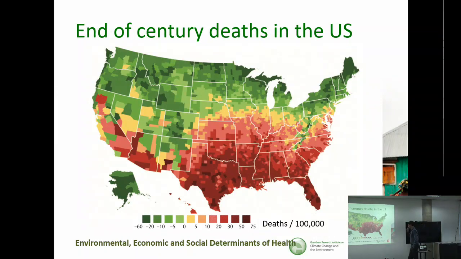The other thing to point out, when we did this for the US, we saw that there's a lot of variation across the US of where people were being affected by these higher temperatures. So this is, by the end of the century, how many additional deaths per 100,000 are we going to see in different regions. And it's the south of the US that is going to be affected the most, partly because that's the area that is already quite hot.